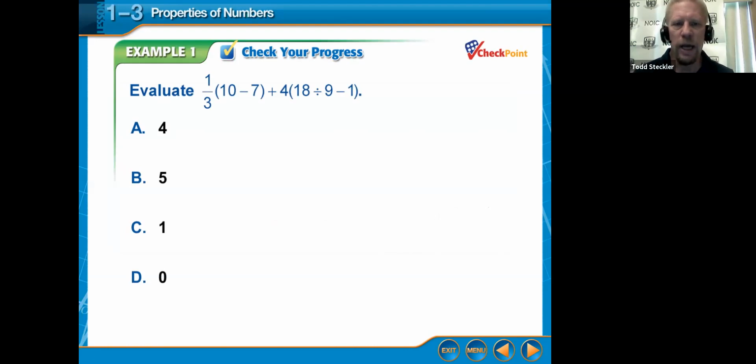This question looks a lot like what we had in the previous session on the order of operations, so we're going to work it out the same way to evaluate this expression. We will do the grouping symbols first. So 10 minus 7 is a 3. And inside of the second grouping symbol, the second parentheses, 18 divided by 9 minus 1, we do the division first. So 18 divided by 9 is 2.